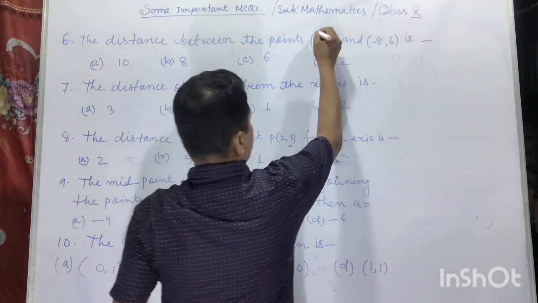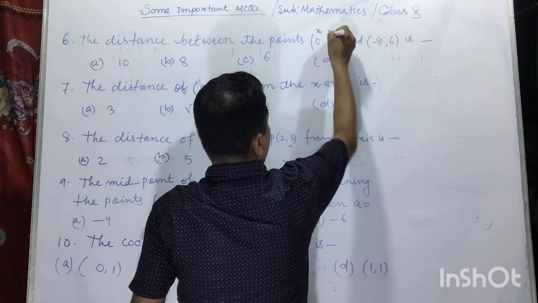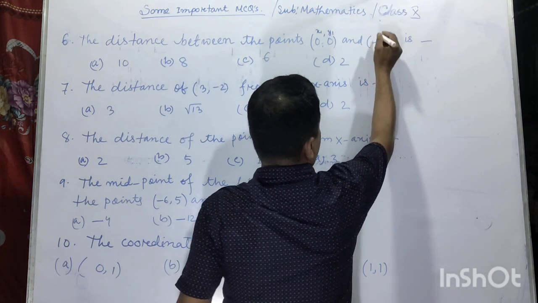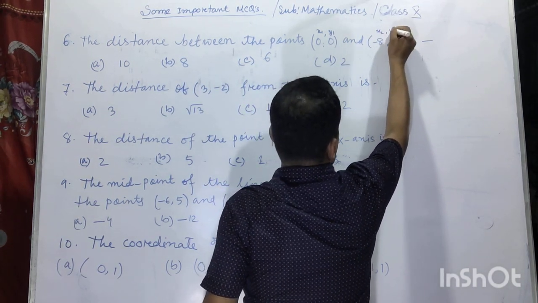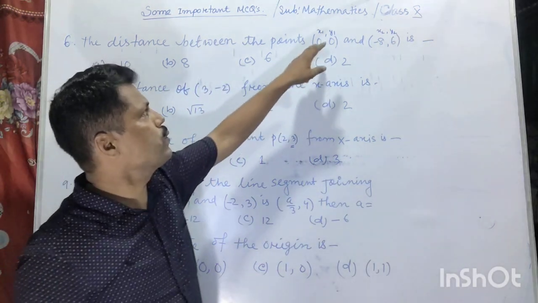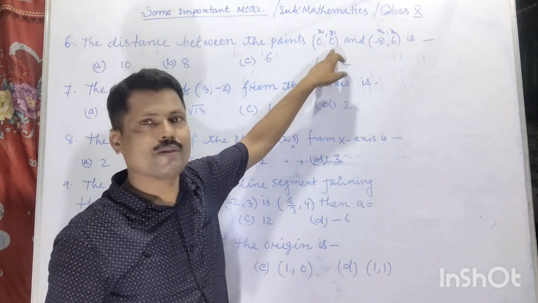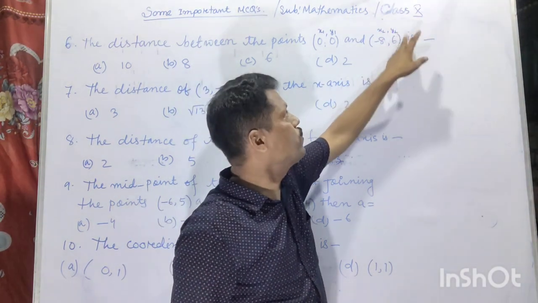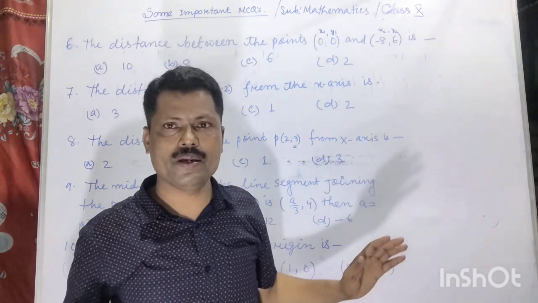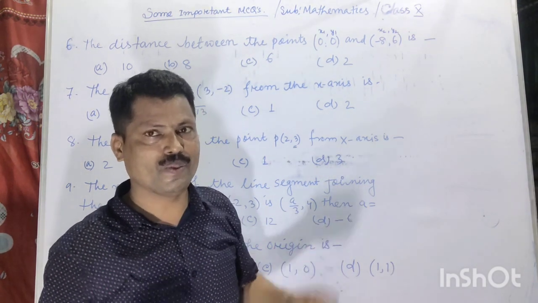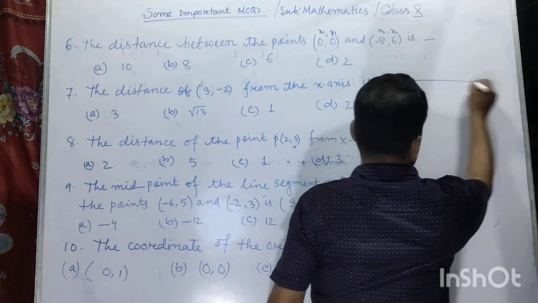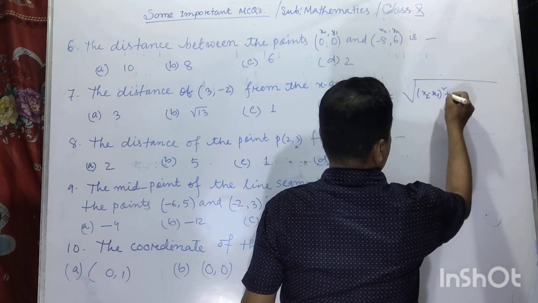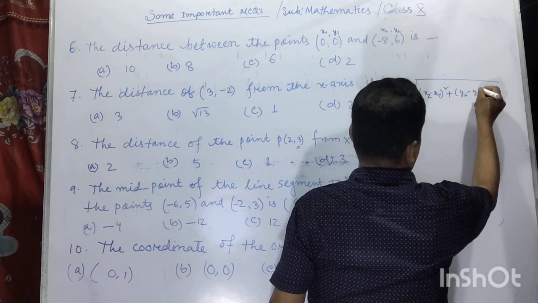If we consider this point as x1, y1, and this point as x2, y2, then x1 is 0 and y1 is 0, and x2 is minus 8 and y2 is 6. Now we can find the distance by using the distance formula: under root, x2 minus x1 whole square plus y2 minus y1 whole square.